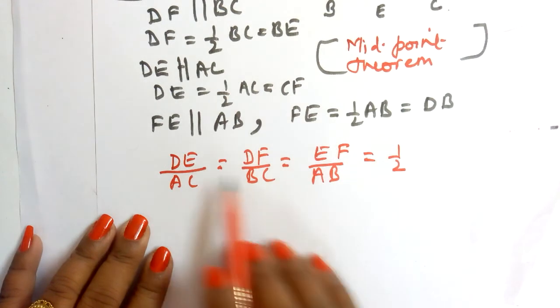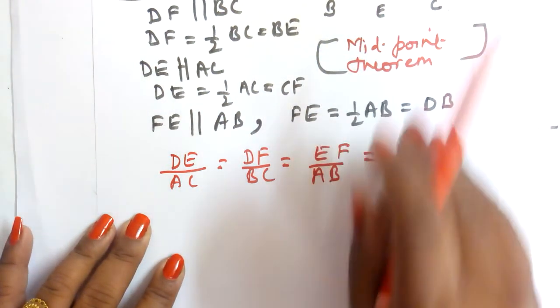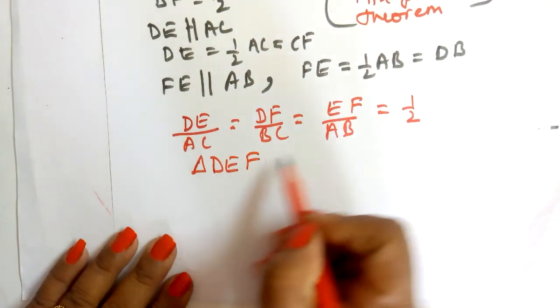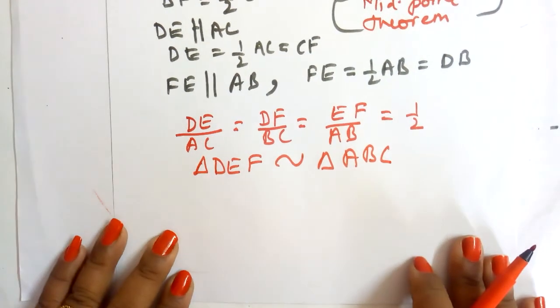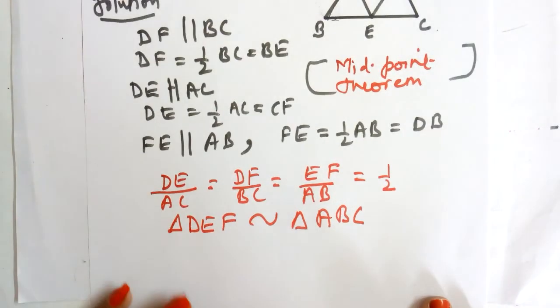Since the ratio of all the three sides are equal, it means triangle DEF is similar to triangle ABC. Okay, this is the first method. Let me tell you the other method also.